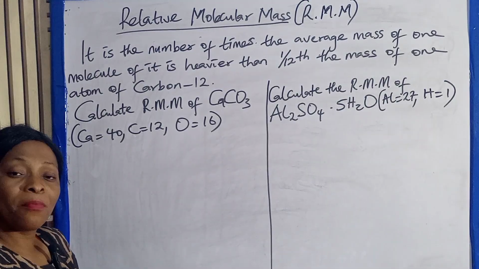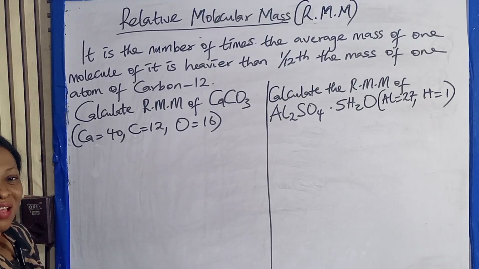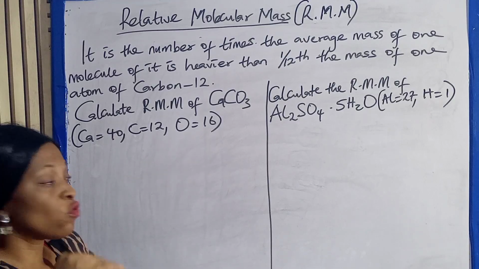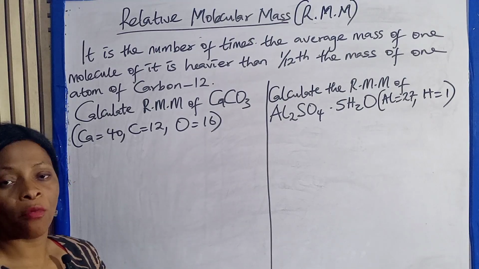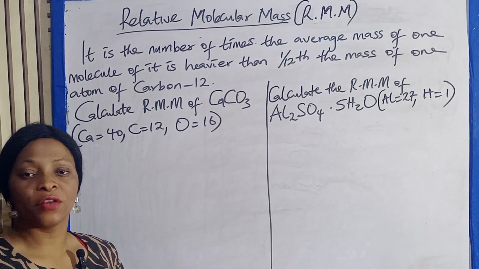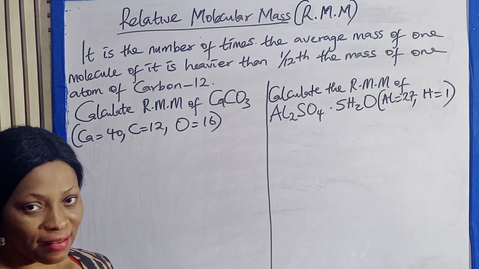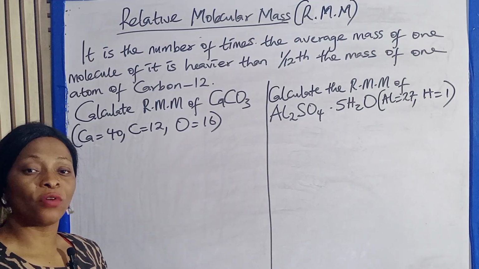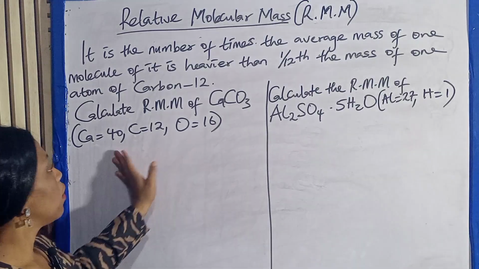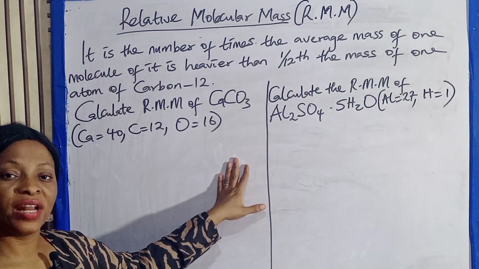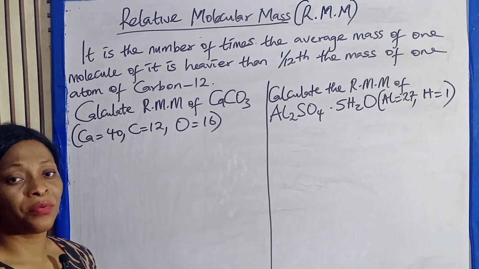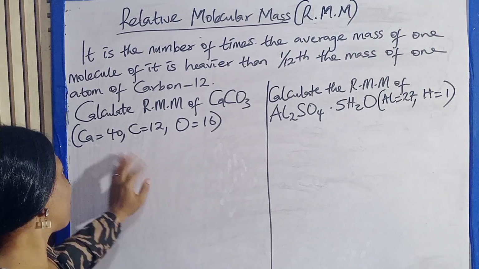The number of times an average mass of one molecule of a substance is heavier than 1/12 the mass of one atom of carbon 12. That is what we refer to as relative molecular mass. Now, the examiner is going to ask you some questions on calculation of the relative molecular mass. It is very simple. So look at this question.